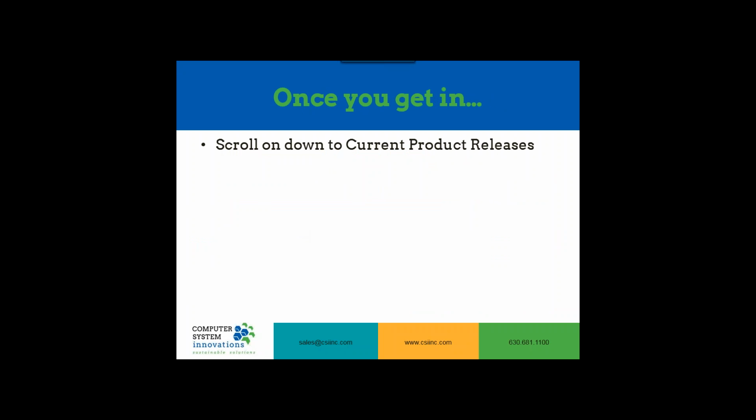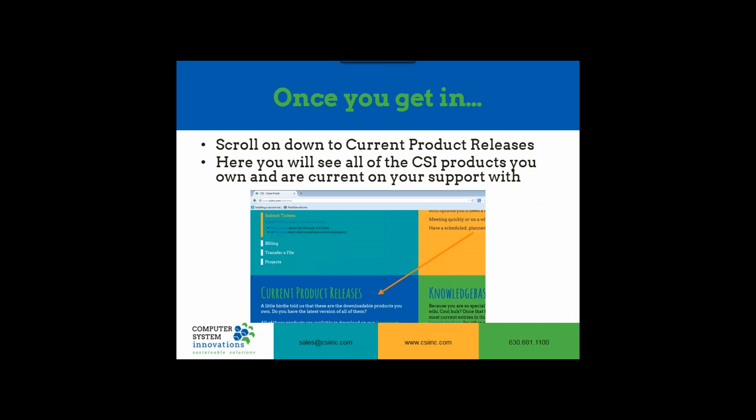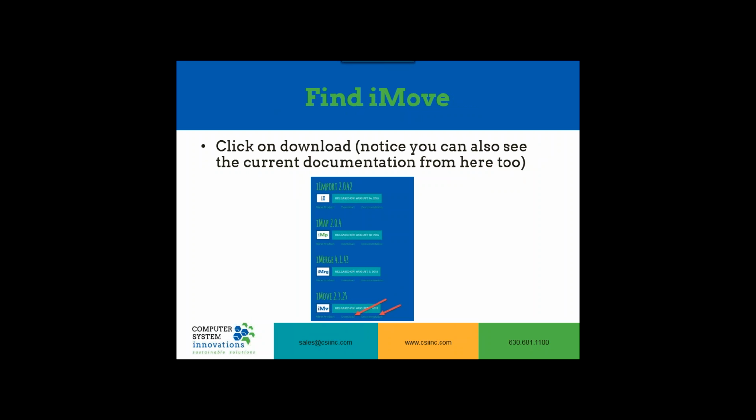Once you're logged in, you're going to see all of the great CSI modules you actually own. Okay, I'm sorry, own and are current on. So if you don't see a product here, you may not have either received or paid your software update bill. So you should see every product that you think you own right here when you go to this area of our website. You'll find iMove down there, and then this is powerful.